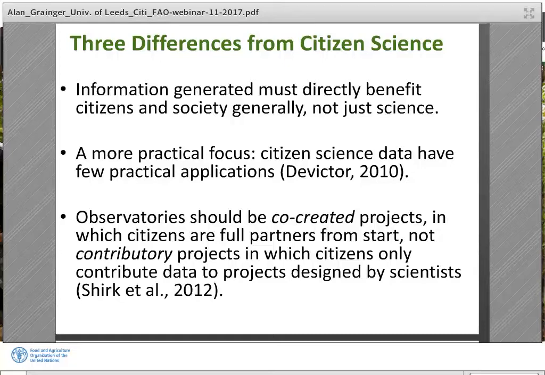And most citizen science projects are only contributory projects which scientists design and to which citizens contribute data. Ideally, all citizen observatories will be co-created projects in which citizens are full partners from design to dissemination.